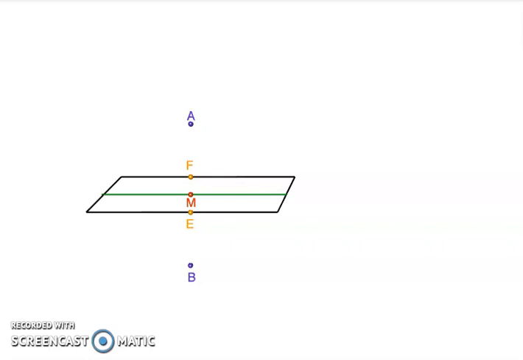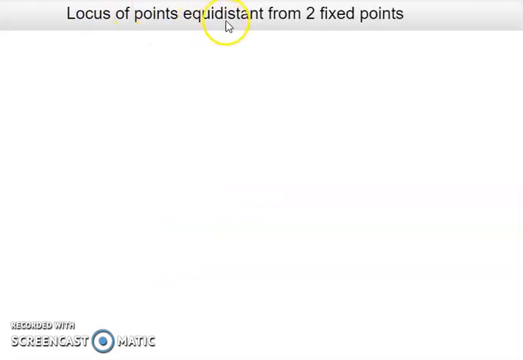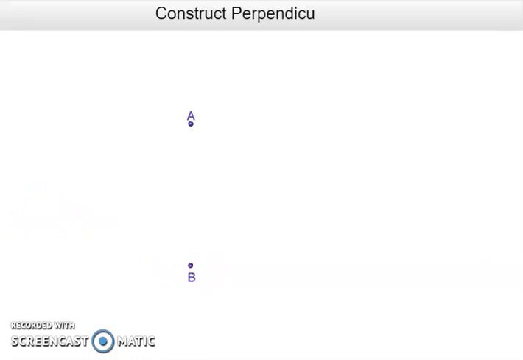So today we are going to learn the third and last locus in 3-dimension. We call that the locus of points equidistant from two fixed points. Given that there are 2 points, let's say point A and the other one, we can label it as point B.